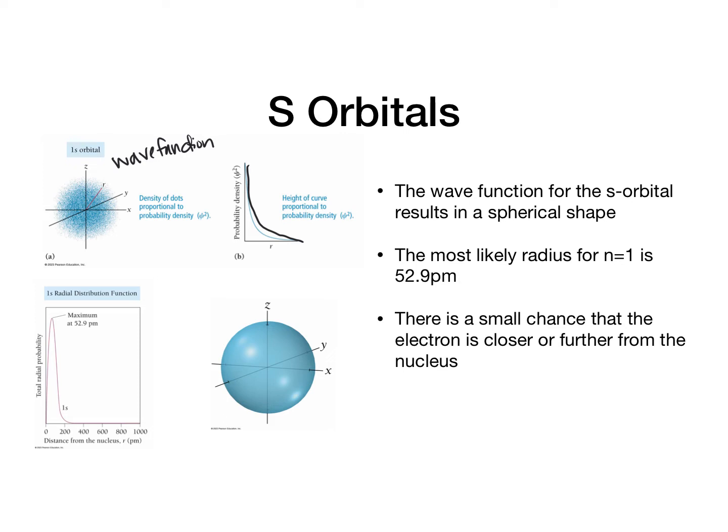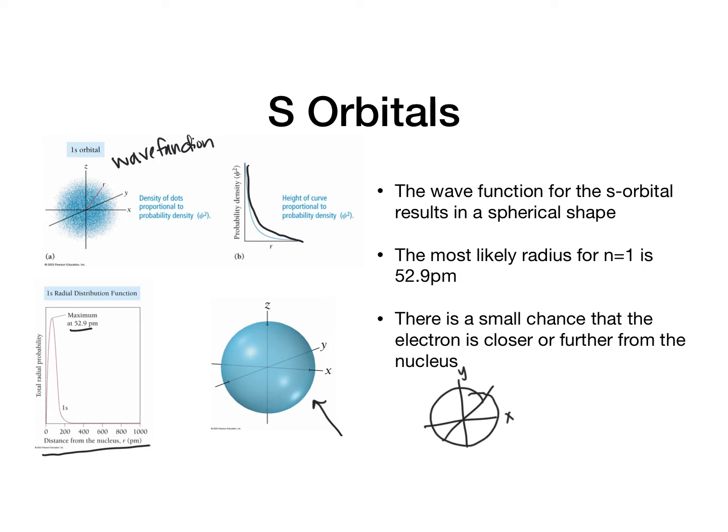If we look at the total radial probability, we are going to use a different mathematical function to calculate the most likely radius. So this tells us not that the electron could be super close to the nucleus. It tells us that it's most likely at 52.9 picometers for the 1s orbital. So this is what the 1s orbital kind of looks like. If we were to draw it ourselves, you would get a sphere.